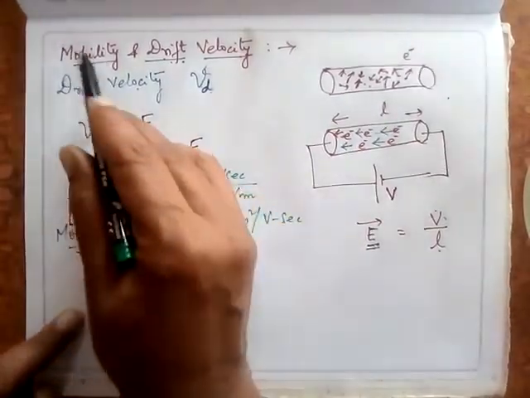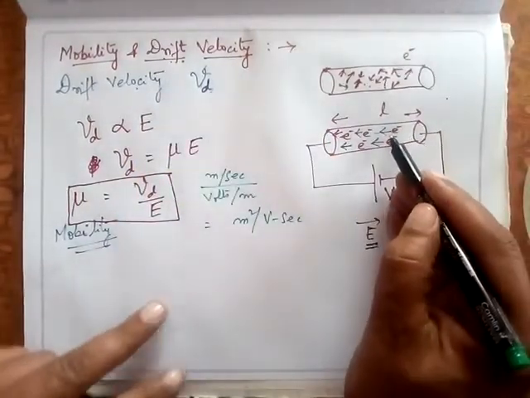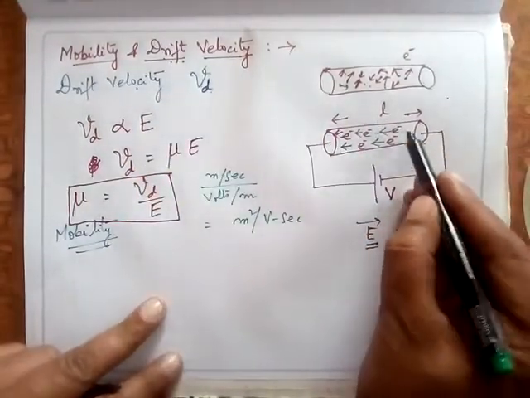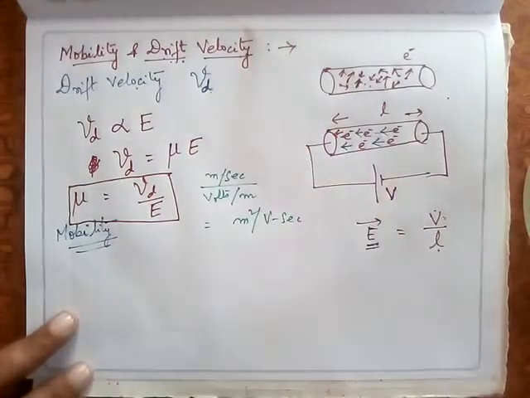So I hope that this drift velocity and mobility is clear to you. Drift velocity is the velocity with which these electrons or charged particles drift on the application of an electric field. So I hope that this is clear to you.